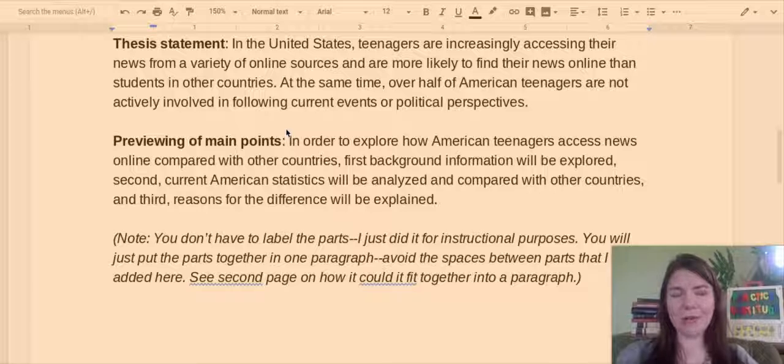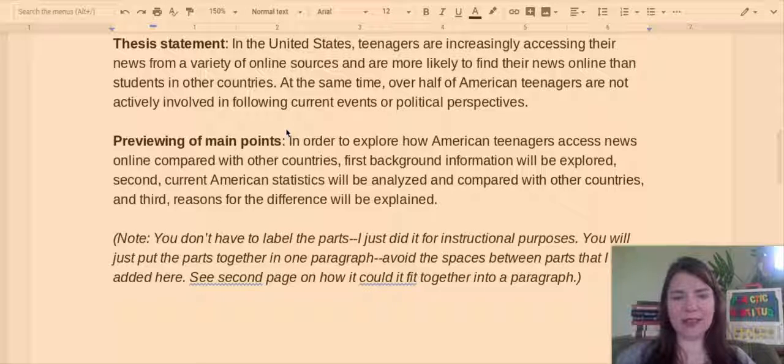Sorry. And then the next part of the paper is previewing the main points of the paper. So, in order to explore how American teenagers access news online compared with other countries, first, background information will be explored. Second, current American statistics will be analyzed and compared with other countries. And third, reasons for the differences will be explained. And that should be close to the way that you're outlining your main argument. So you could put something similar to that.